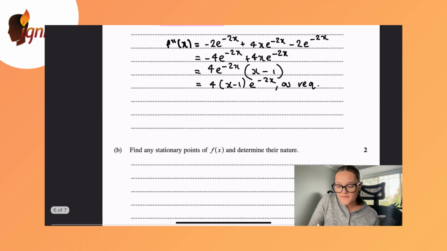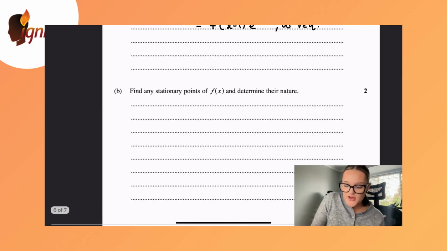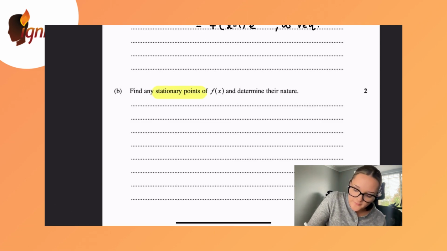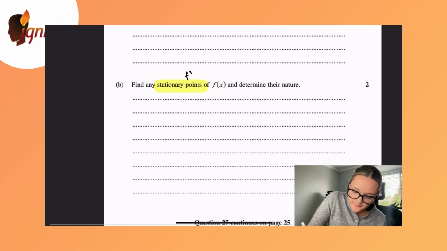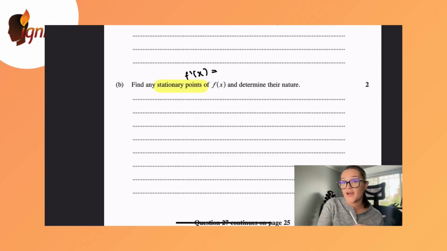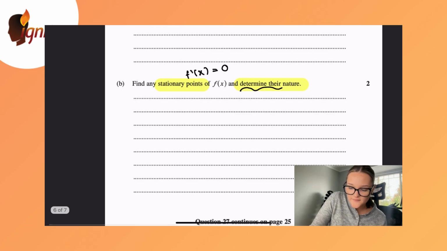For part B, we want to find any stationary points. When the question asks us to find its stationary points, we're going to be looking at when the first derivative of the function is equal to 0. When that gradient is equal to 0, it's flat, so therefore I'm going to have some sort of stationary point. The second part of the question then wants me to determine its nature. When a question asks you to determine its nature, we need to find if it's going to be a max or minimum.